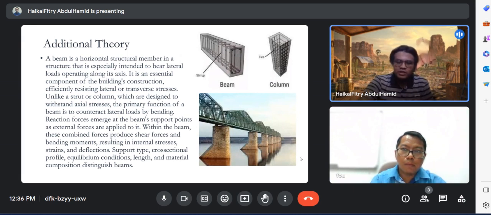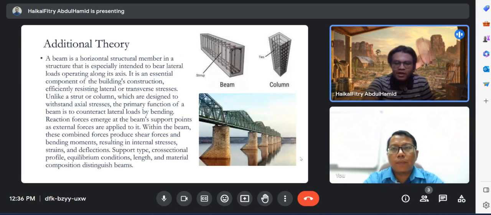The picture shown is a beam and a column. So our experiment is about beam. The left one.